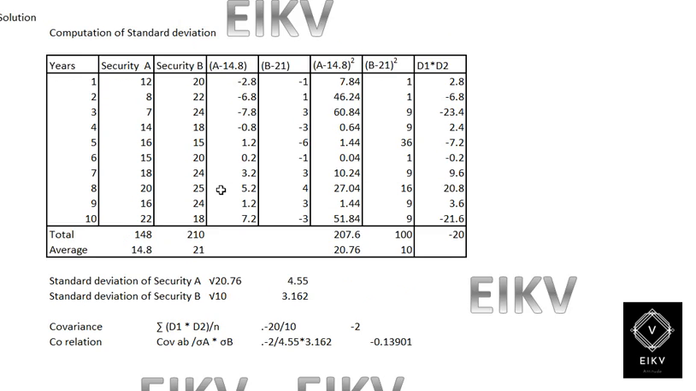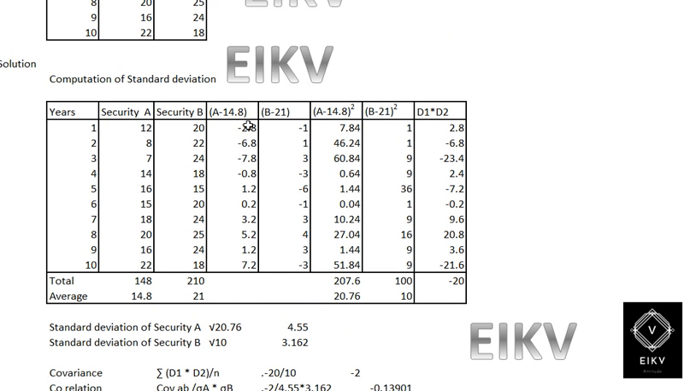After computing the average, we need to take x minus x bar. So x minus x bar for security A would be 12 minus 14.8, which gives you minus 2.8, and 8 minus 14.8 will give you minus 6.8. In the same way, we need to compute the entire column. For B, the average is 21, so 20 minus 21 is minus 1, and 22 minus 21 is 1. Same way we need to compute the entire column.